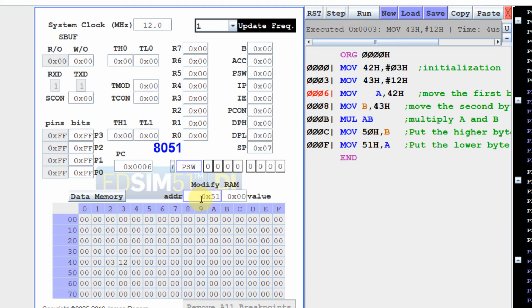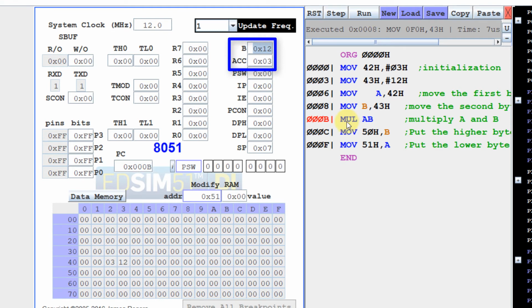43H will have 12. Then, as I told you, these operands are required to be in registers A and B. So we have to move them. I am just moving the first to register A, the accumulator, and then I am moving the other to register B. So in the accumulator we have got 03, and in the B register we have got 12.